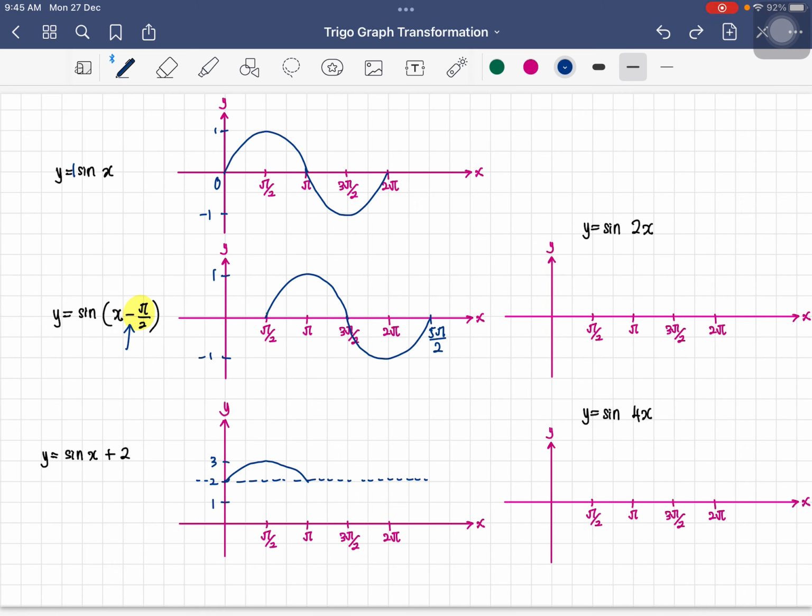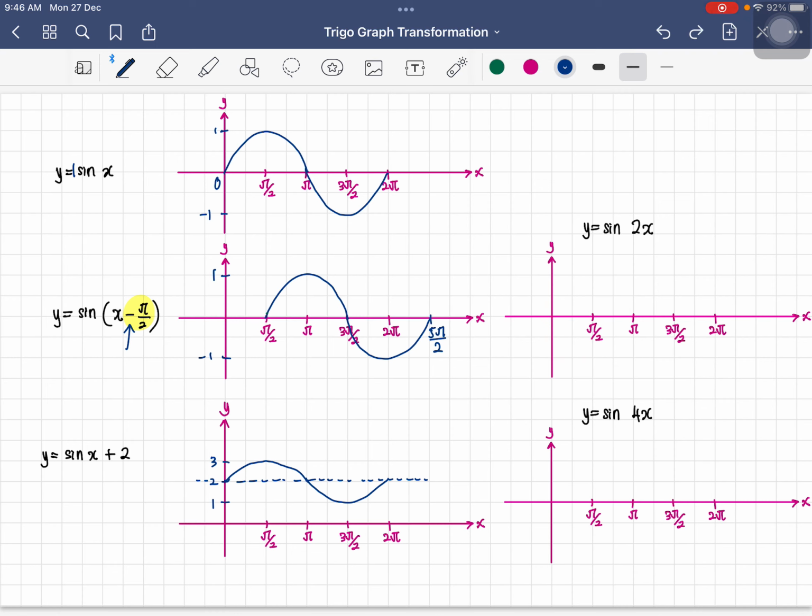It will be shifted by 2 units upwards, so instead of this, it will go to this. For this one I'm using this scale, but for the other one I'm using 1 and negative 1.